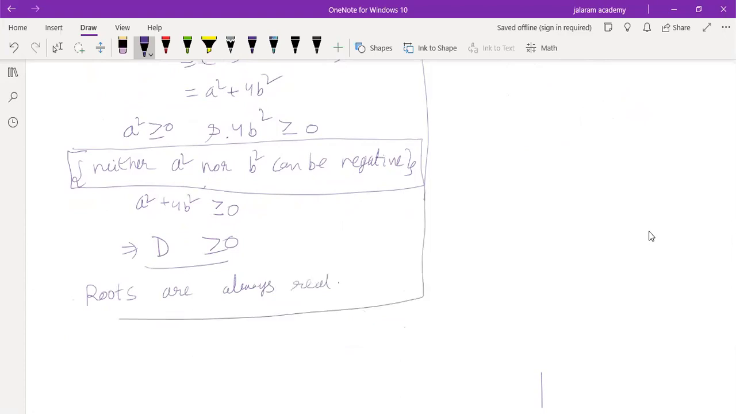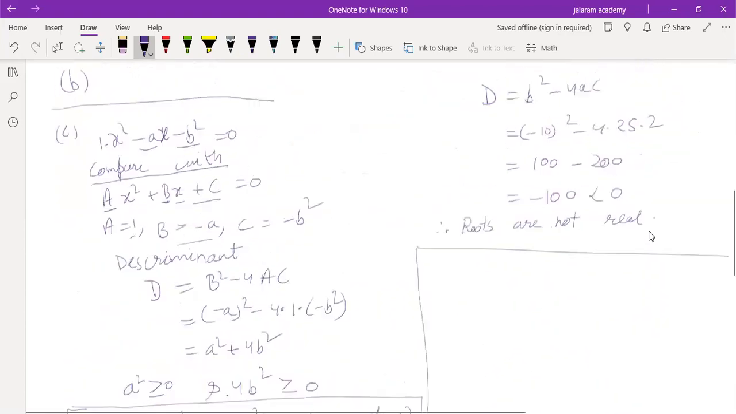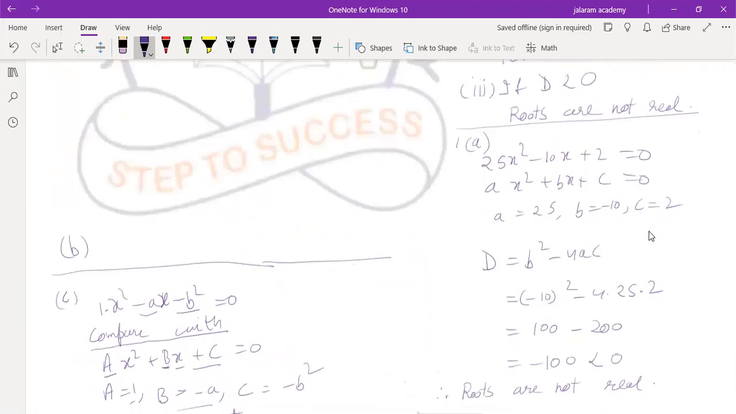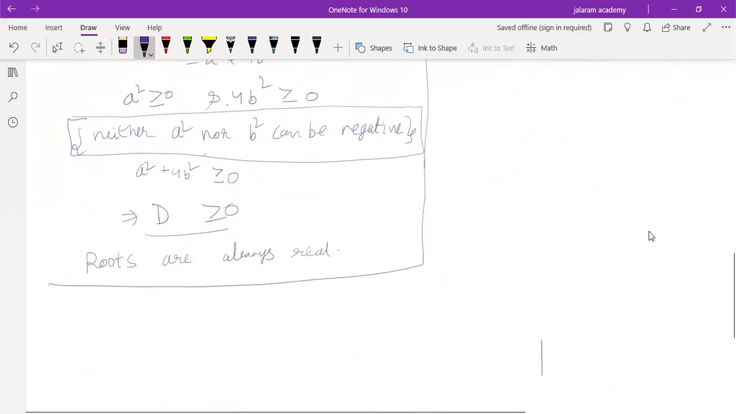Roots are always real. Now, if the question arises, when can they be equal? They can be equal only when the discriminant is 0. For the same question, if we discuss an extra condition, an extra discussion, roots can be equal.